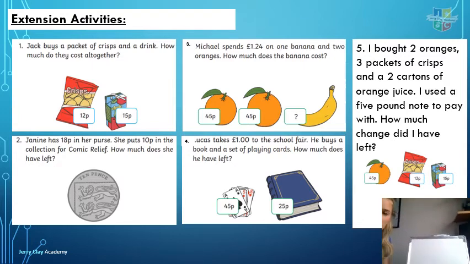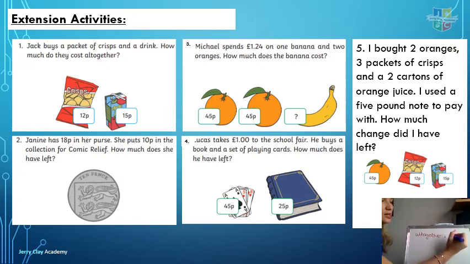Now, one thing I'm going to show you is the key words. If you see the word altogether, we know it's going to want a bigger number, so you're going to predominantly be adding.